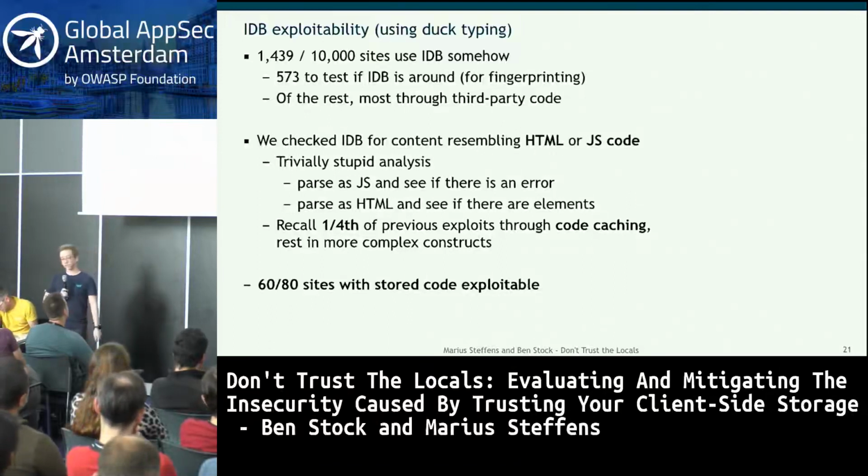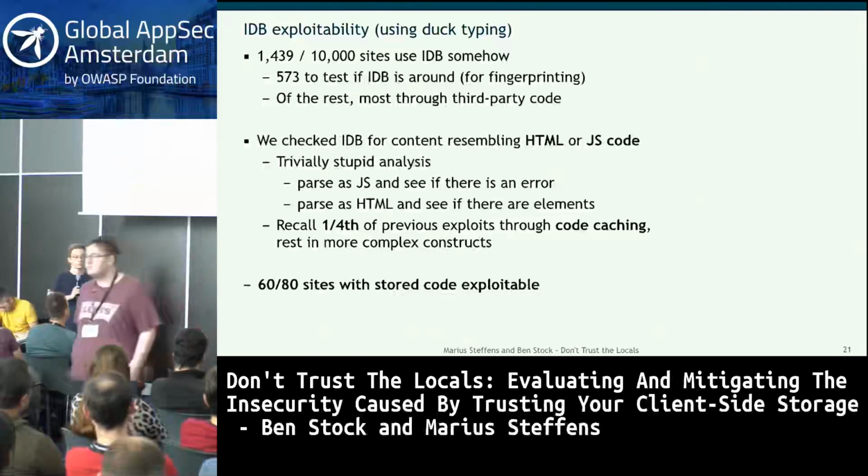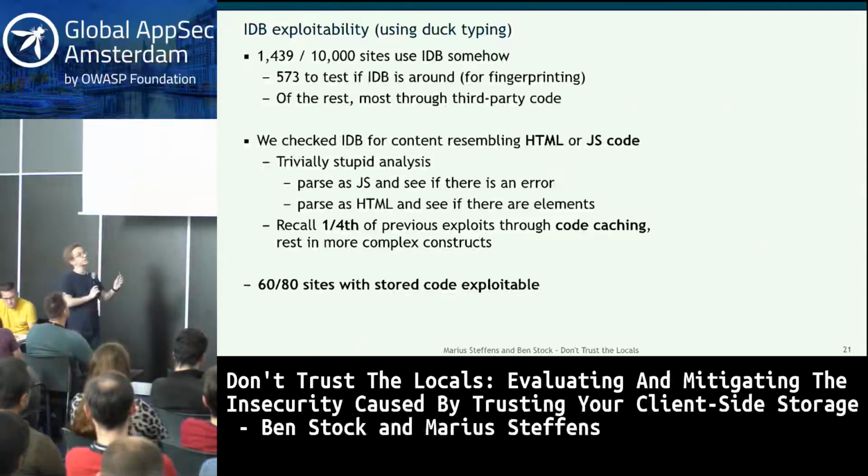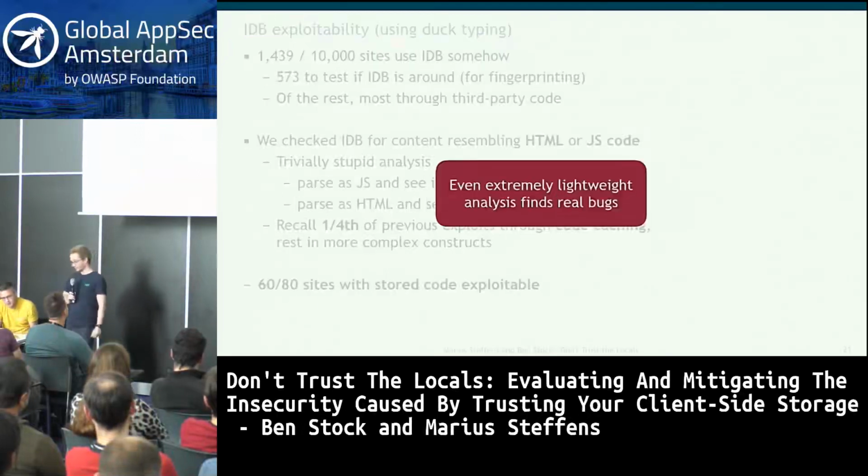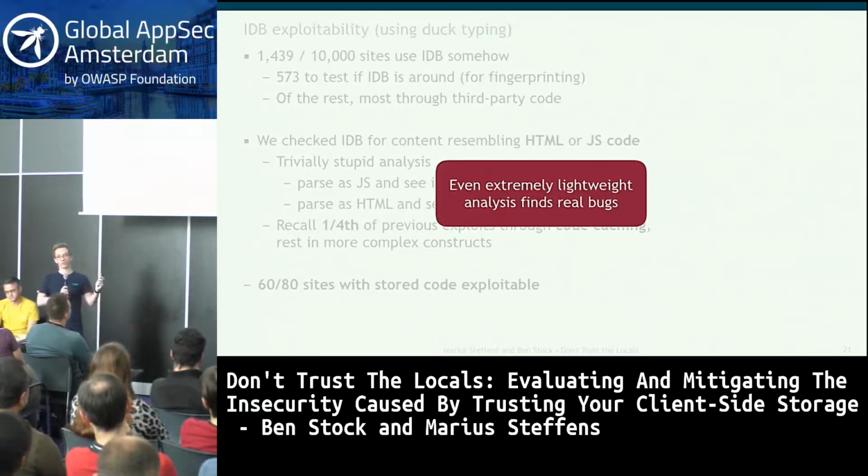But of our exploit candidates, 60 out of 80 actually worked. So with this really simple analysis, we found 60 sites which are susceptible to persistent client-side XSS. And this really underlines that this is a real threat in applications, and an attacker doesn't even have to have sophisticated machinery, but can simply look if something resembles code.